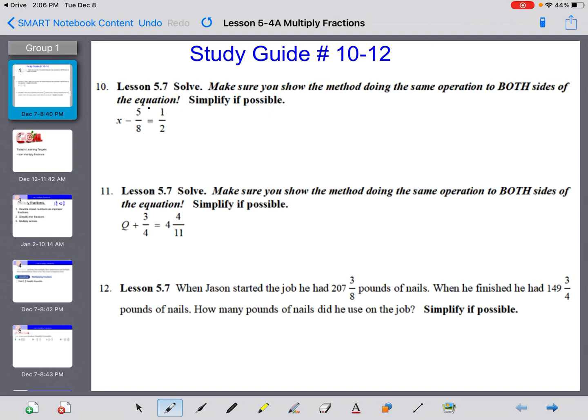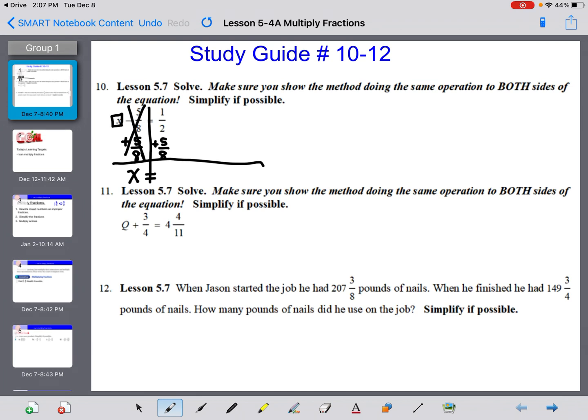The first problem is asking me to solve for my variable x. In order to solve for my variable, I need to undo anything happening to x. In this case, x is subtracting 5/8. So I am going to do the inverse, which is to add 5/8 to both sides. This crosses out and equals 0. X is all that's remaining on the left.